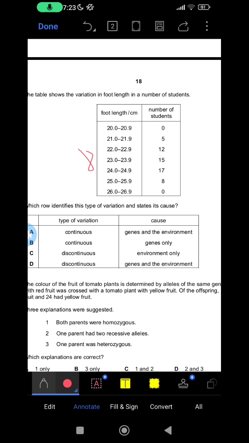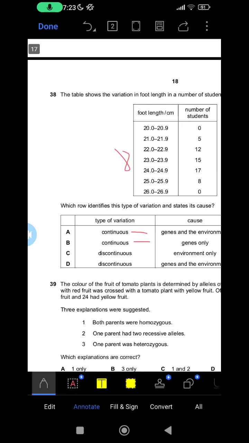8 forms of this can be seen, and when so many forms of intermediates are present, it is always continuous variation. It has to be the one of them, and we know continuous variation is affected both by genes and the environment, because if a child faces malnutrition, he will not get full growth, thus his growth would also be affected. So it is A, which is the correct option, because it is a continuous variation because of the presence of many intermediates, and continuous variation is affected both by genes and the environment.